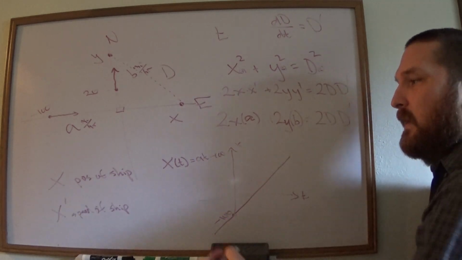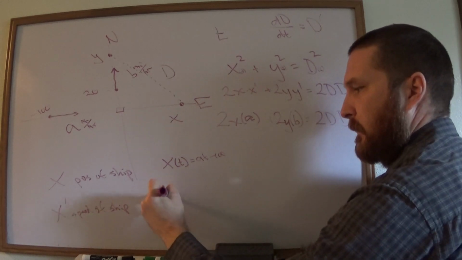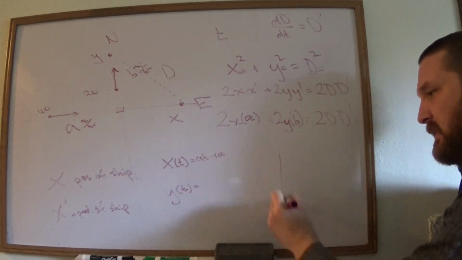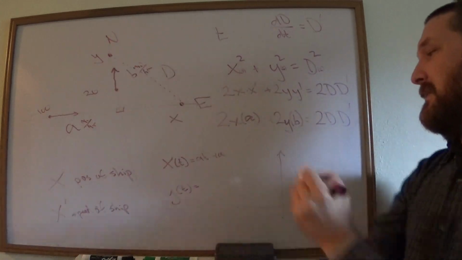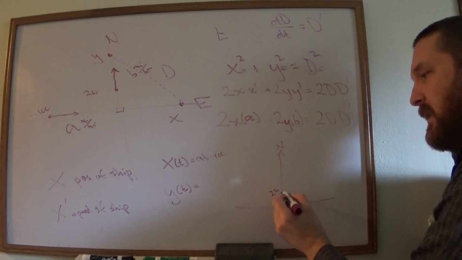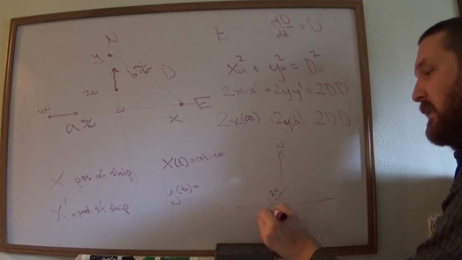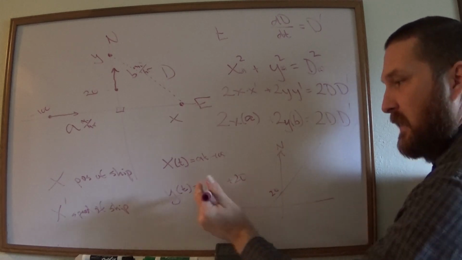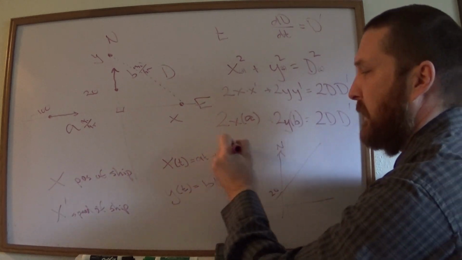Okay. What about y of t? Can we do the same thing with y? bt plus 20. Right? Y of t. So he starts, again, I'm imagining now we see this as the north axis. If he starts here at 20 and he's moving straight north at a speed of b, then this line has to be plus 20 and the speed has to be bt. Now, okay, hold up.